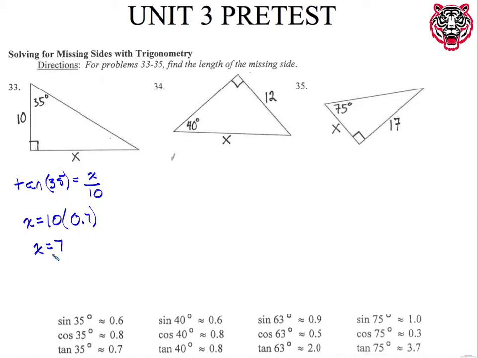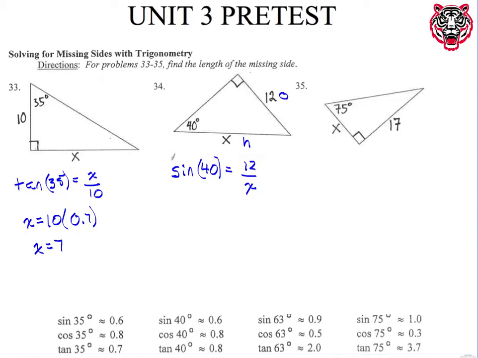All right. Going on to 34. You don't need to write the triangle. You just need to write out the proportion. If this is my reference angle 40, this is my opposite. This is my hypotenuse. Therefore, opposite and hypotenuse is sine. So, SOHCAHTOA: sine of 40 is equal to opposite over hypotenuse. So this is going to be 12 over x.